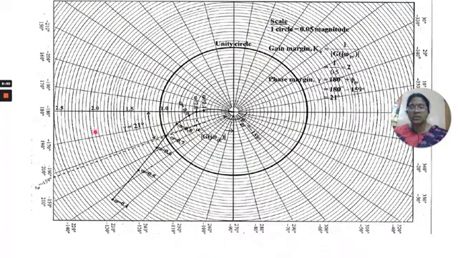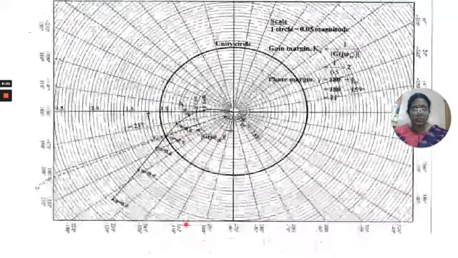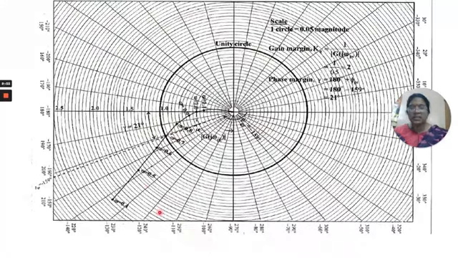Between two dark circles, totally 10 lines will be there. So 2 lines is 0.1. So this is 2, then 2.1, 2.2, 2.3, 2.4, 2.5. So between 2 lines equals 0.1. Okay. So in this way we have marked the magnitude, and the angles are already marked. Now I will explain how to plot.